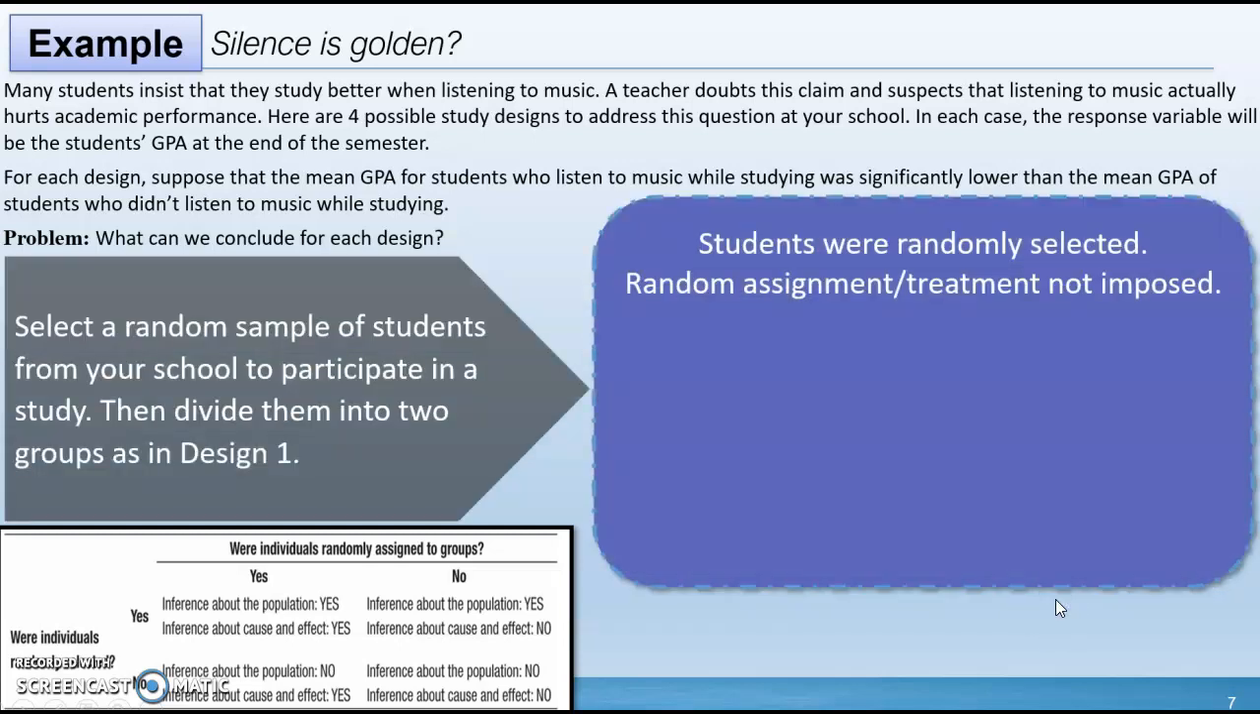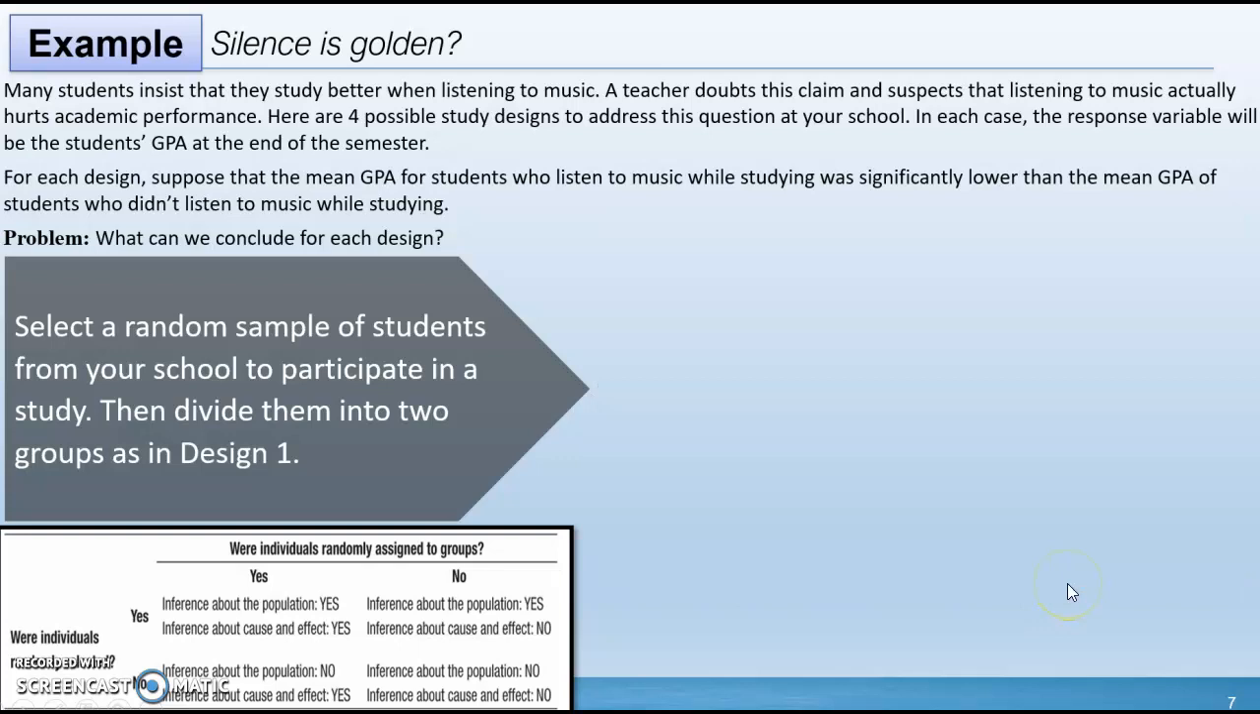The second scenario is select a random sample of students from your school to participate in a study and then divide them into two groups as in design 1. So take a minute and look through the chart and decide what type of conclusion we can make. Was this random assignment or not?